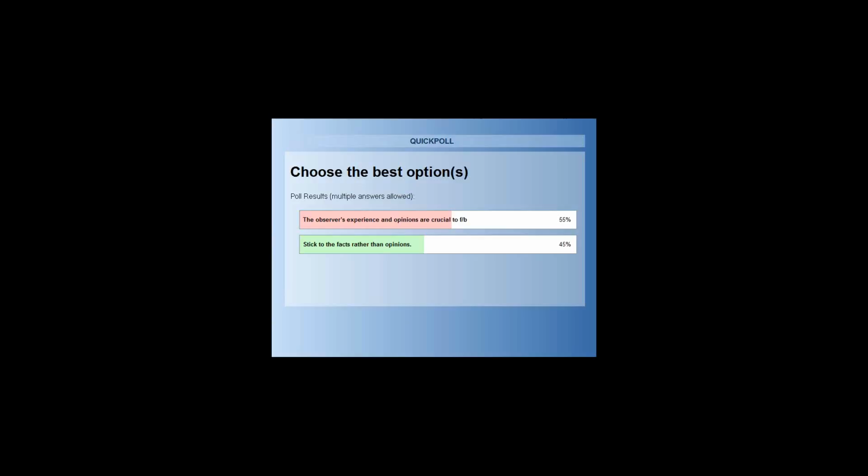The observer's experience and opinions are crucial to feedback. True. Stick to the facts rather than opinions. Ian, what do you say to this? I would say Juanita's made a really good comment here. Stick to the evidence, and I think that's really the key there, as opposed to facts. I don't think there are facts, but there's evidence of what you see, what the students do, what the students gain from what has happened. That's really the most important thing.